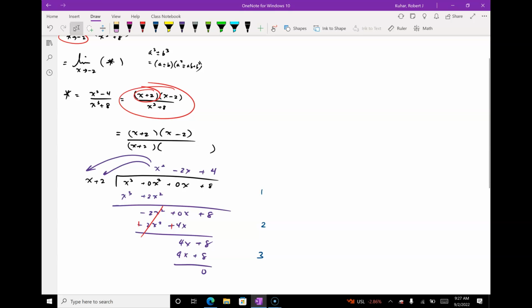So this long division is not calculus. This is something you should have known already. If not, go back and learn it.